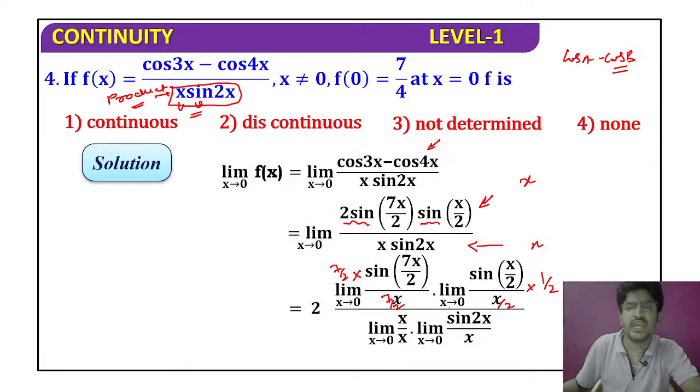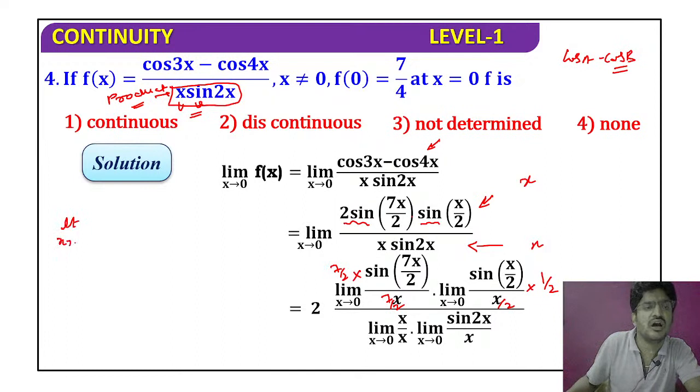Okay, so here you can just divide by 7 by 2 and multiply by 7 by 2. Here you just multiply by 1 by 2 and divide it by 1 by 2. So therefore this term, that is limit x tending to 0 sin of 7 by 2x divided by 7 by 2x, will become 1.